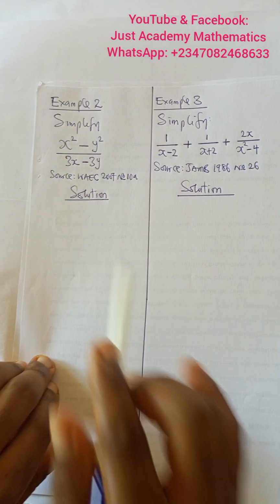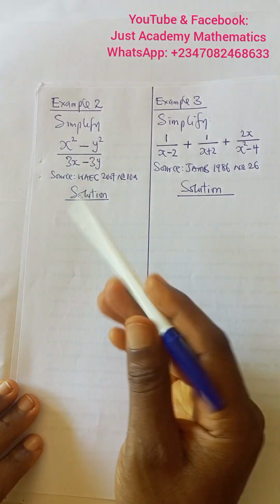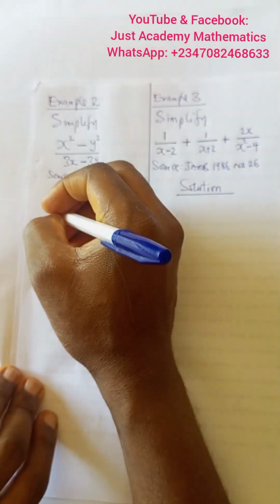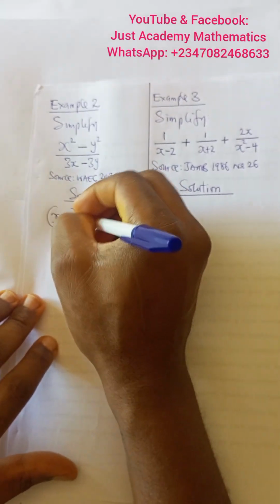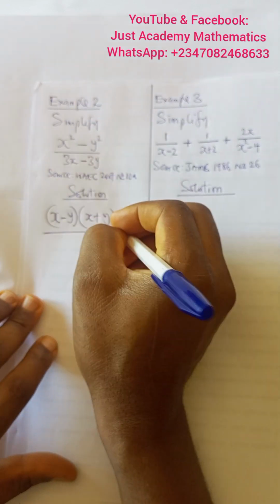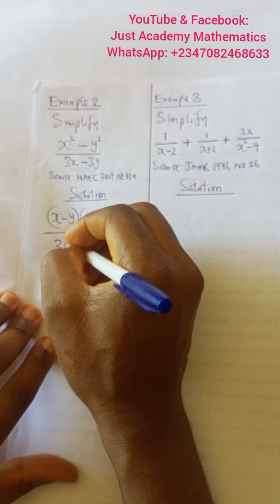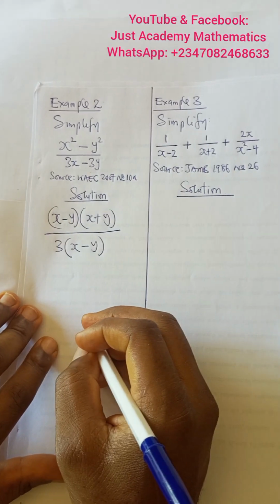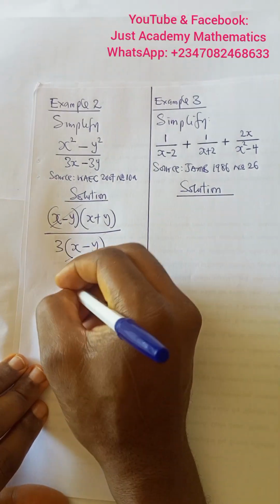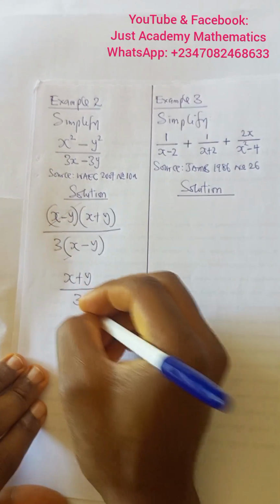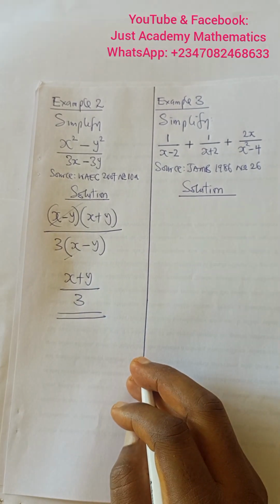So now, if you look at this example 2, you see that the numerator is already a difference of two squares. So the numerator I can rewrite as x minus y times x plus y, over what is common in the denominator, which is 3. If 3 is outside, what will remain? x minus y. So if that is the case, this one can cancel this one. So we are left with what? x plus y over 3. And that is all. So you see, they only tested the knowledge of difference of two squares here.